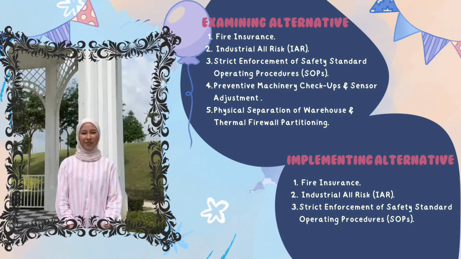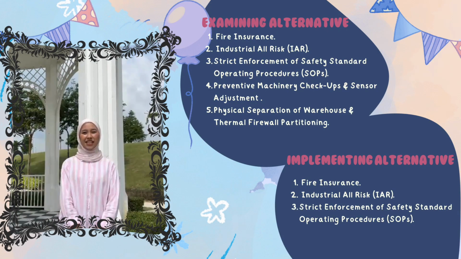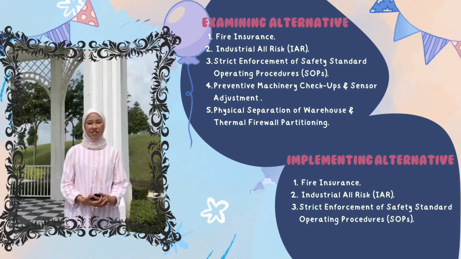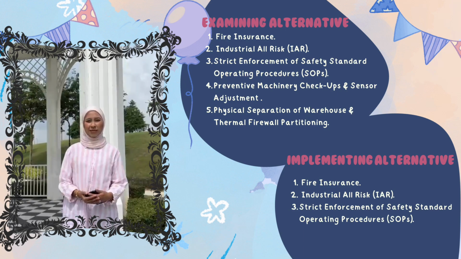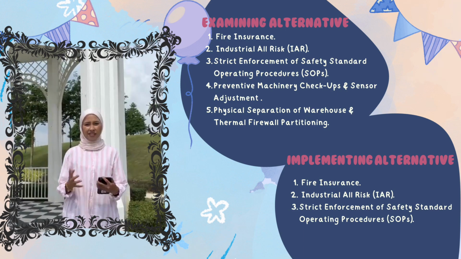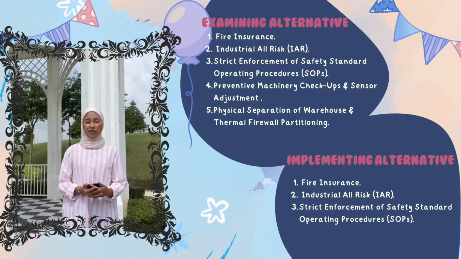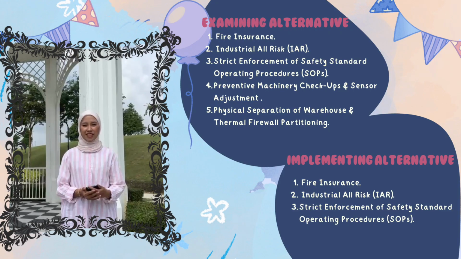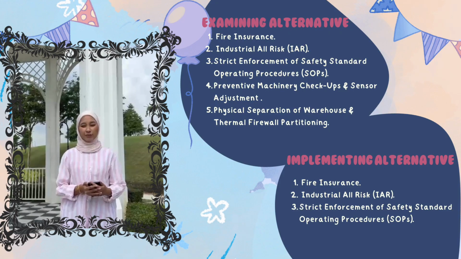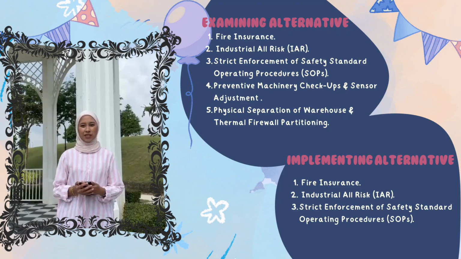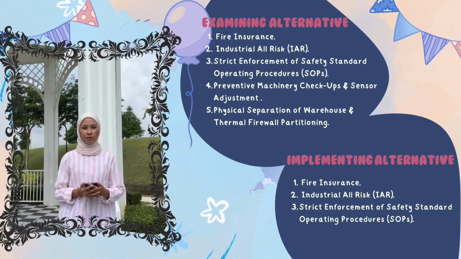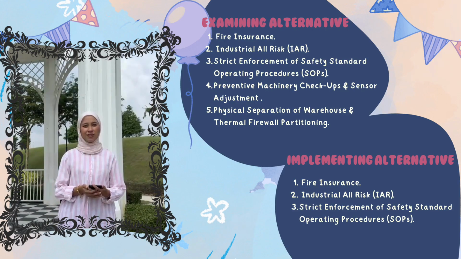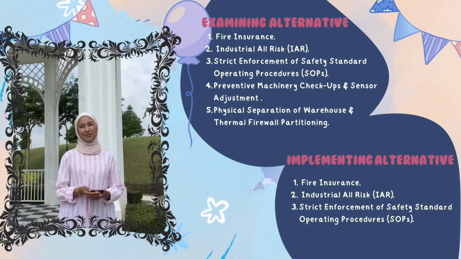When examining our alternatives, we evaluated 5 key strategies. First, a standard fire insurance policy to transfer the financial risk of physical damage. Second, an industrial all-risk policy to cover broader unexpected property damages and the severe operational fallout like loss of revenue and downtime. Third, the internal control of strictly enforcing safety standard operating procedures (SOPs) to tackle human error. Fourth, preventive machinery checkups to intercept equipment failure before a breakdown occurs. And finally, physical separation of warehouses using concrete firewalls to limit the spread of fire.